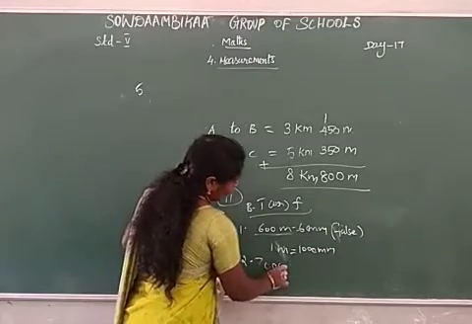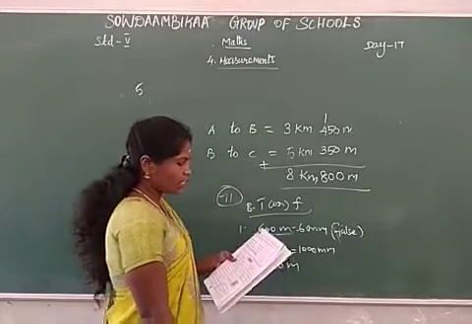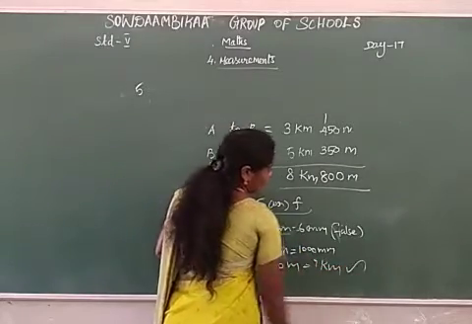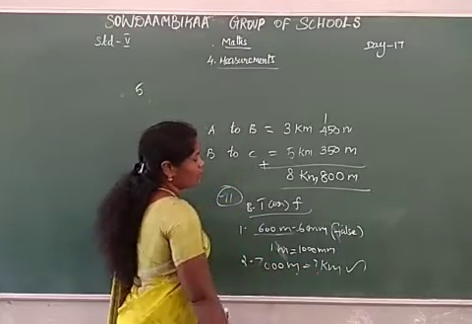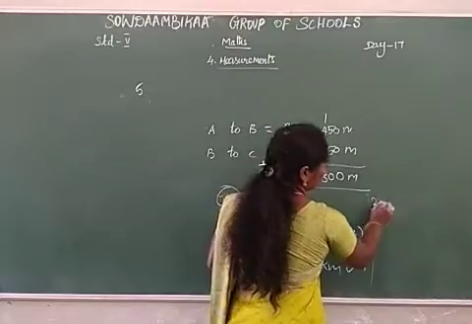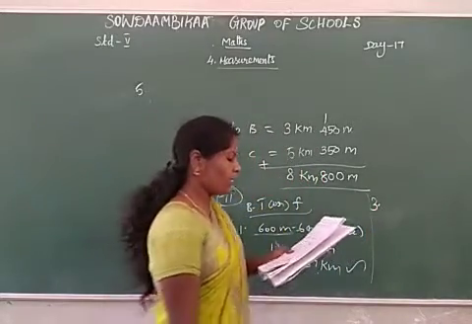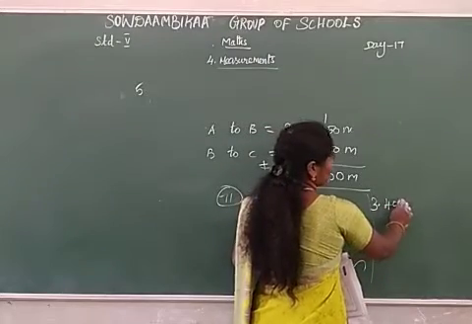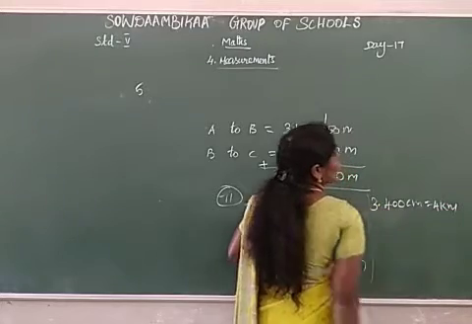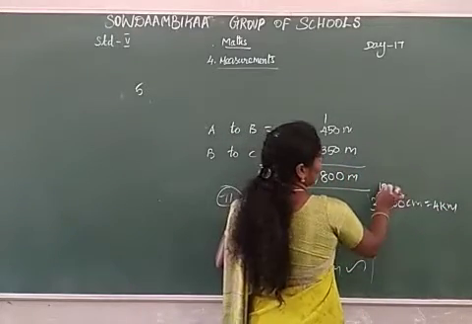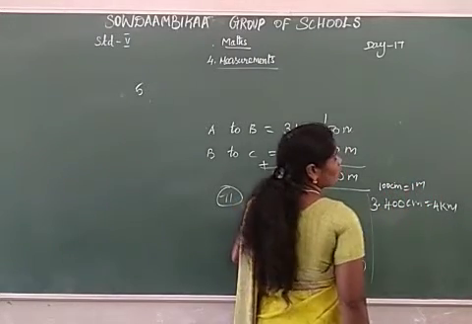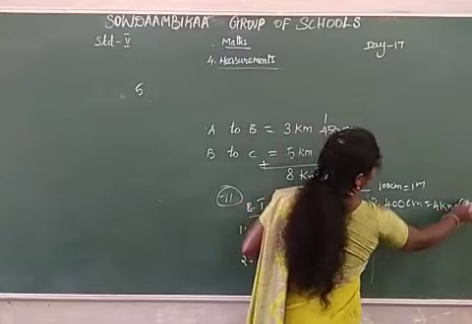7000 meter is 7 kilometer. Okay. Right. Because 1 kilometer is equal to 1000 meter. So 7 kilometer is equal to 7000 meter. The next, third one. 400 centimeter is equal to 4 kilometer. How many centimeters equal to 1 kilometer? 100 centimeters equal to 1 meter. Okay. So the answer is false.